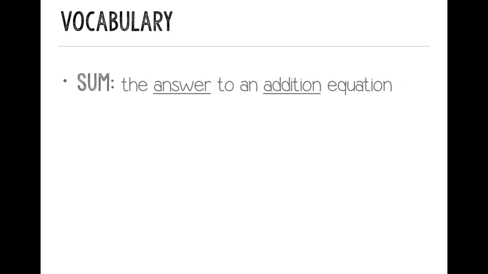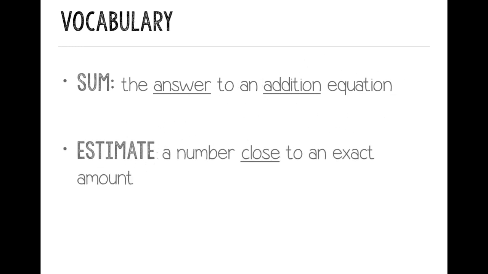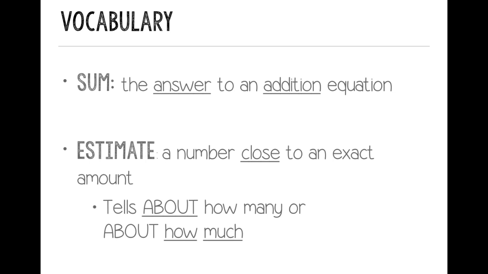We're going to start by introducing our vocabulary words. Our first word is sum, and sum means the answer to an addition equation. Equation is just a fancy math word that means a problem or a number sentence. Our next word is estimate, and an estimate is a number close to an exact amount, and it'll tell you about how many or about how much.